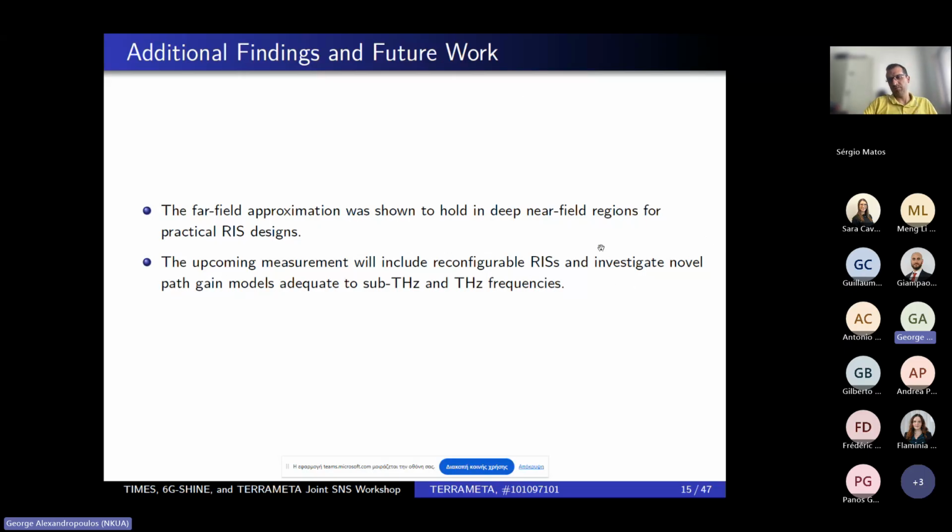And just to emphasize here that the main outcome, up to now, of this static RIS channel measurement campaign is that this far-field approximation, as I said before, but I want to emphasize here, holds in deep near-field regions for the practical cases that we put down.